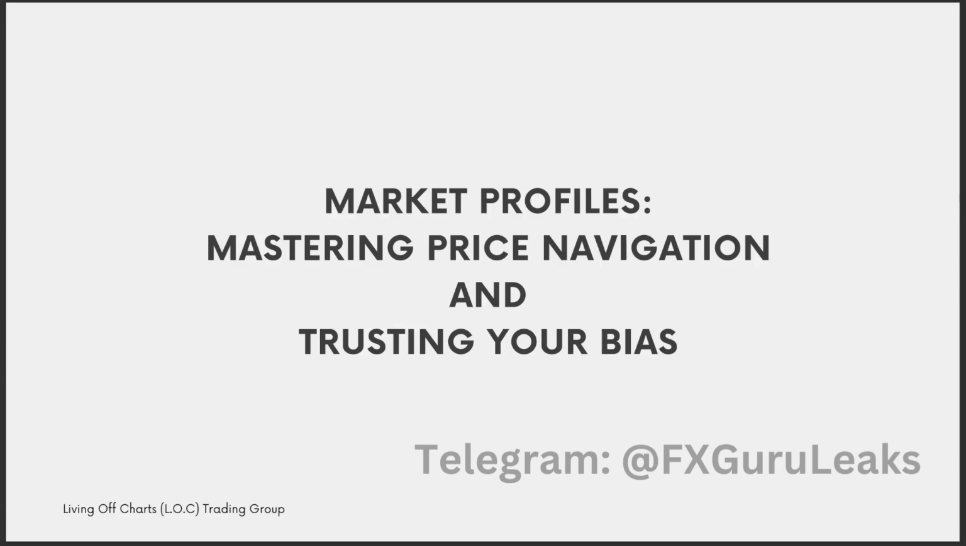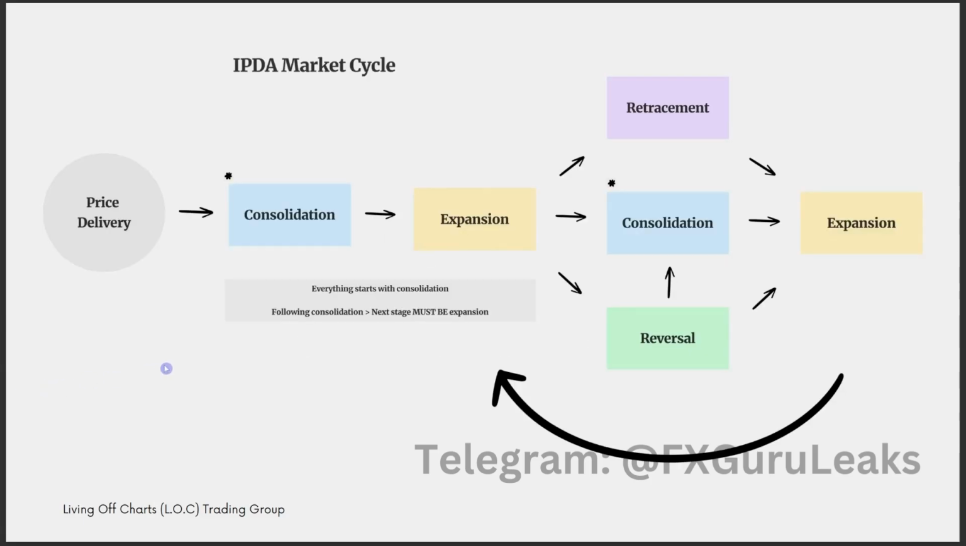We're going to be talking about market profiles, mastering price navigation and trusting your bias. So over here we got a nice schematic of IPDA market cycles. Now what is IPDA market cycles? First of all, this is about price delivery. So there are three things that can happen inside of a IPDA market cycle. We either have consolidation, or we have an expansion, or we have retracement, or we have a reversal.